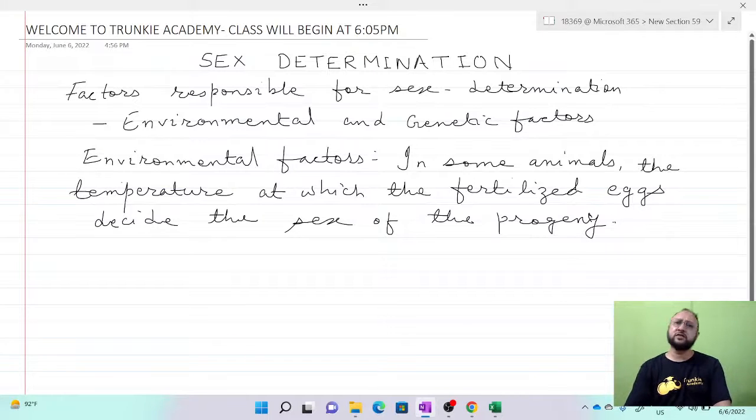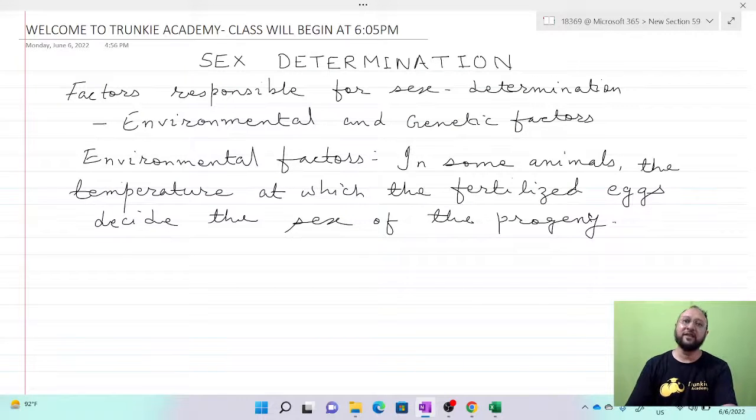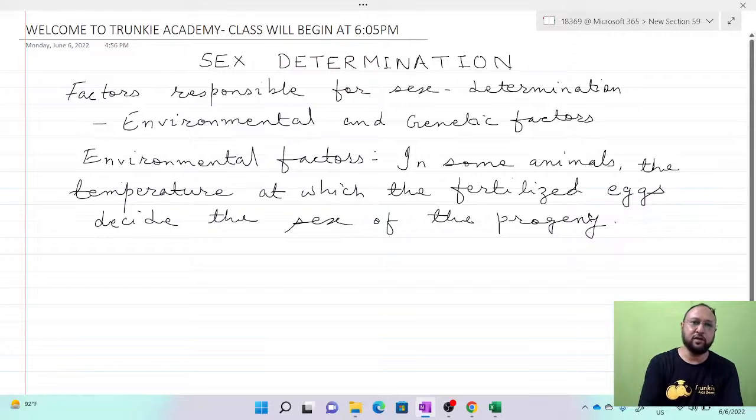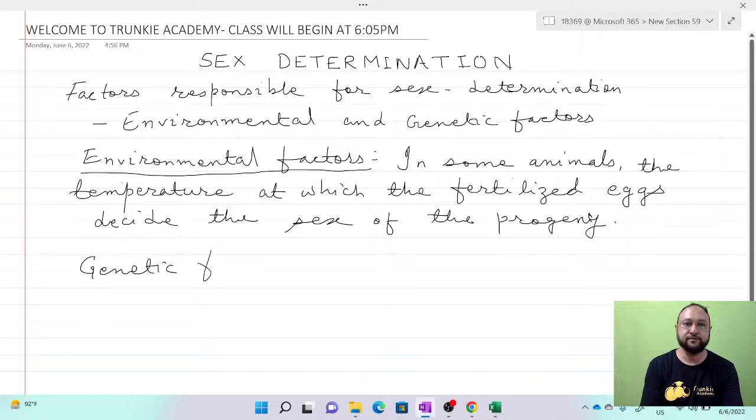This is found in some animals only. But in the majority of organisms, whether plants or animals, it is the genetic factors. When we come to the genetic factors, it is the genes, the copies of DNA. So now we come to the genetic factor.